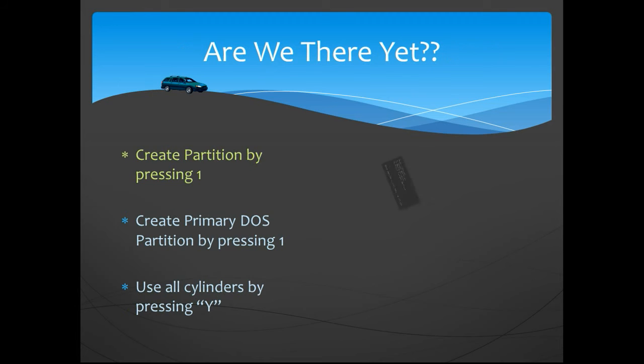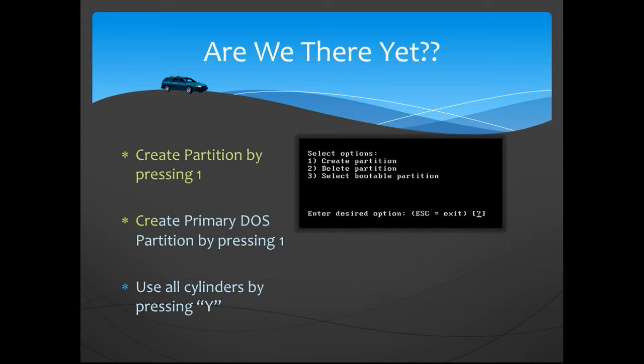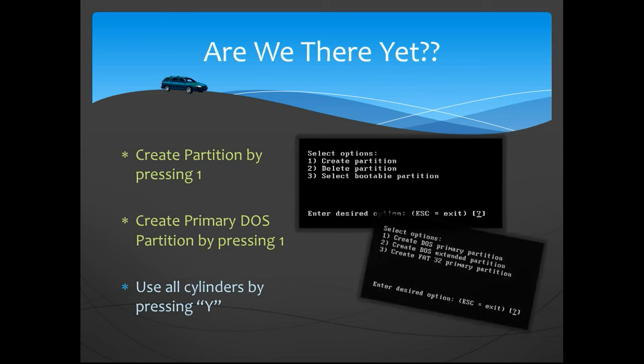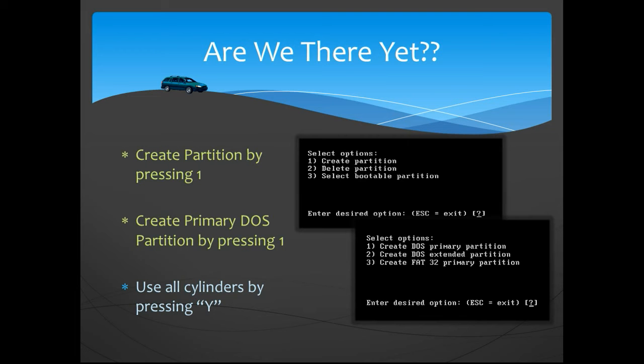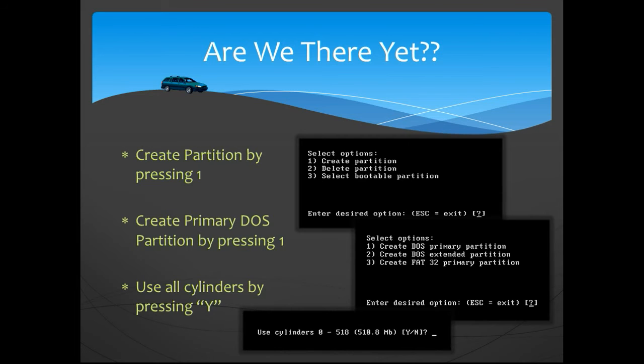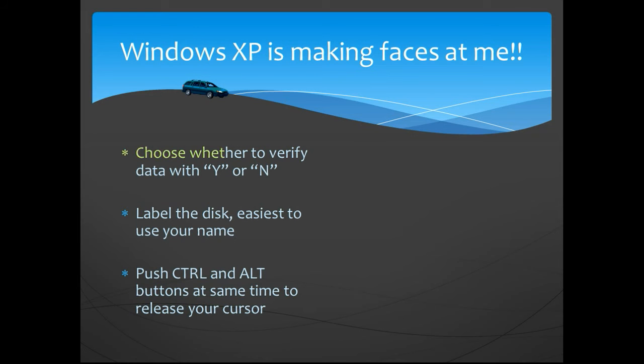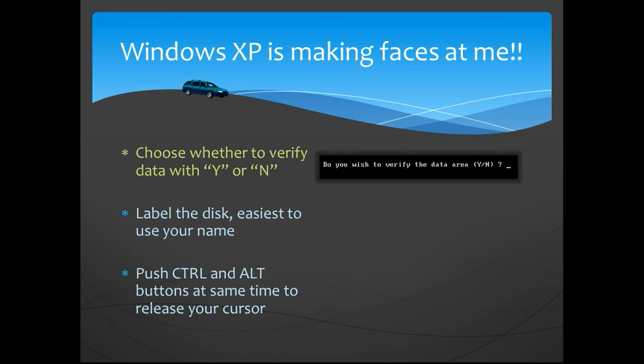We can create a partition by pressing 1. And then we're going to create a primary DOS partition by pressing 1 again. We're going to use all cylinders by pressing Y. Then you need to choose whether or not you want to verify your data. I chose yes, but you can choose no. I believe it's a little faster if you don't.